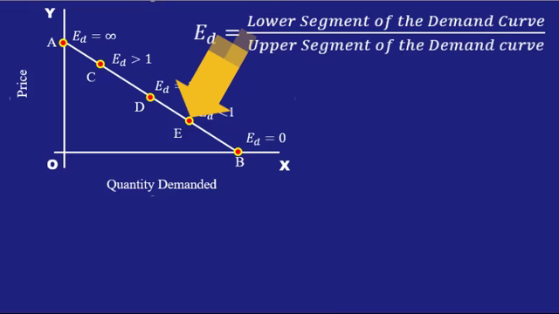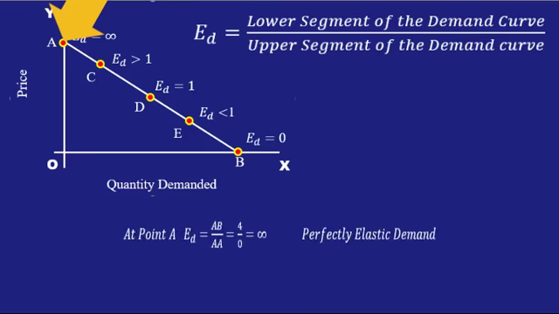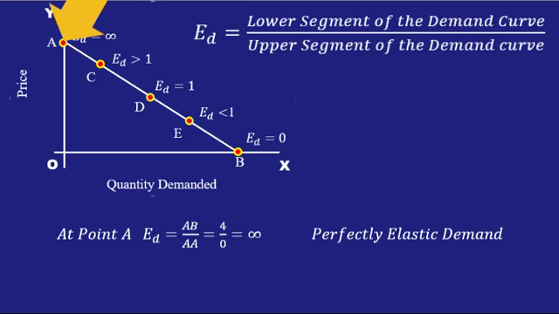Now we shall measure elasticity at point A. We have to apply the same formula, that is lower segment of the demand curve divided by upper segment of the demand curve. At point A, the lower segment of the demand curve is the full length of the demand curve AB. Its length is 4 centimeters. At A, the upper segment is AA. Its length is 0. 4 divided by 0, infinity. Any value divided by 0 is infinity. Here, the demand is perfectly elastic.